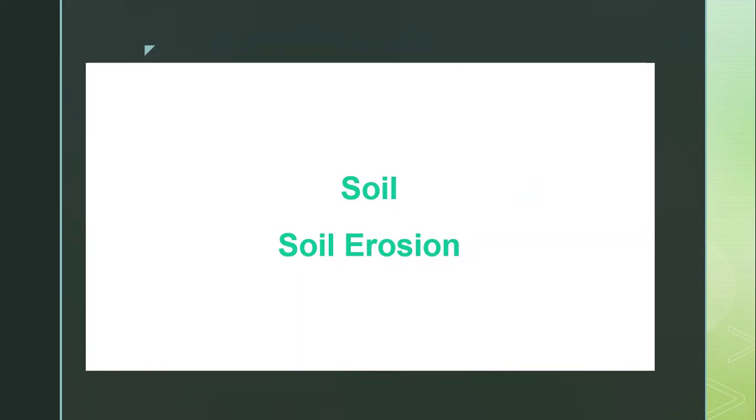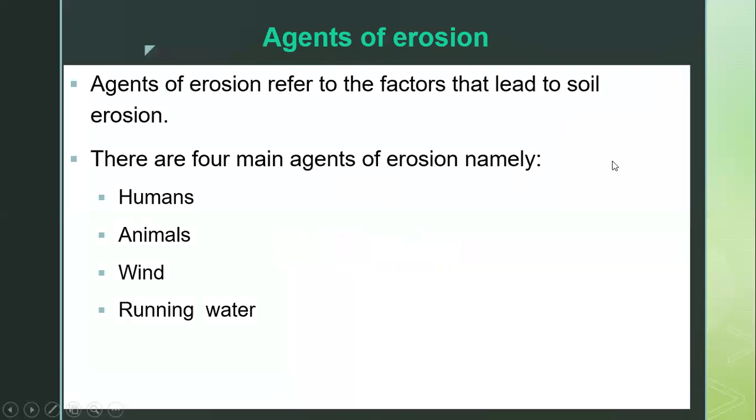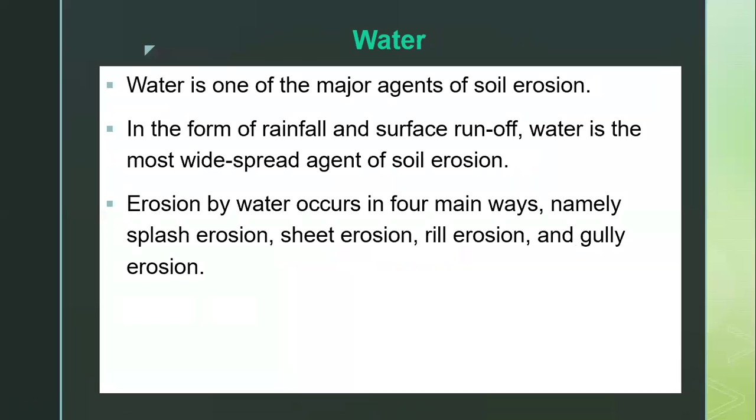Our topic is soil erosion and we're still discussing the various agents of soil erosion. So far we said that there are four main agents, which are humans, animals, wind, and running water. We've already discussed three of them, humans, animals, and wind. So today we'll be discussing running water. We'll start with water.